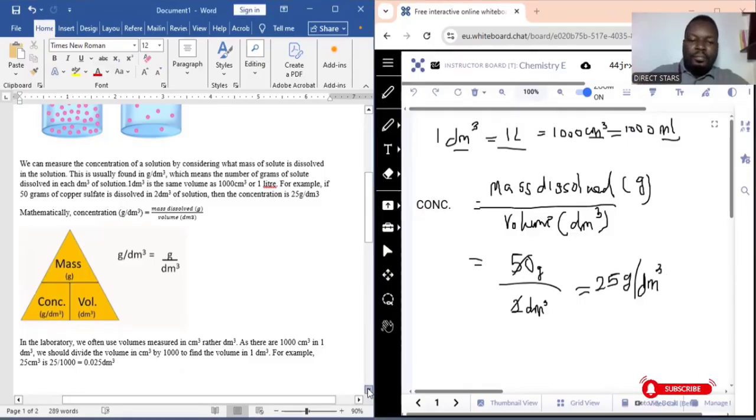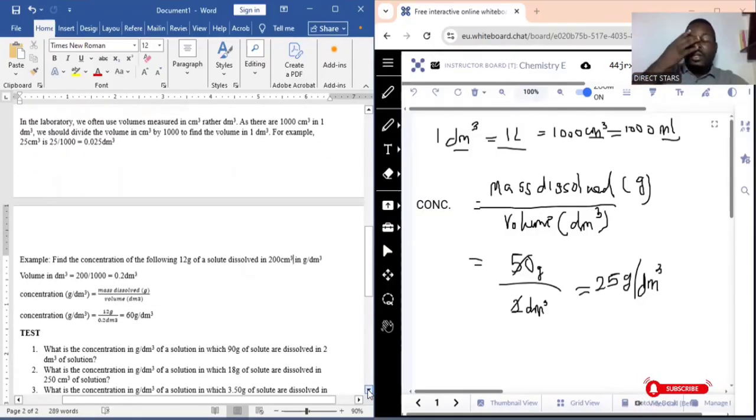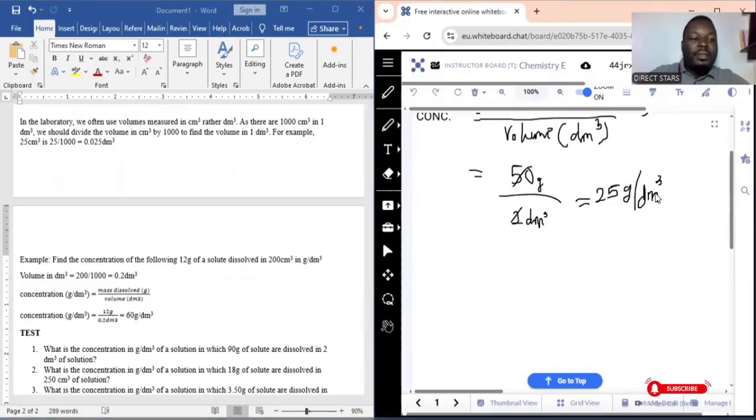The only technicality you may come across is when your volume is not given in dm cube. So let's take the final example for this class, which is: find the concentration of 12 gram of a solute dissolved in 200 cm cube. Now the mass given to us, we'll use M for mass, is 12 gram. And then the volume given to us is 200 cm cube.